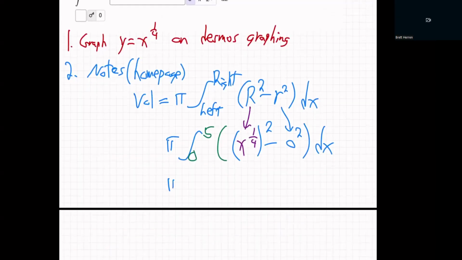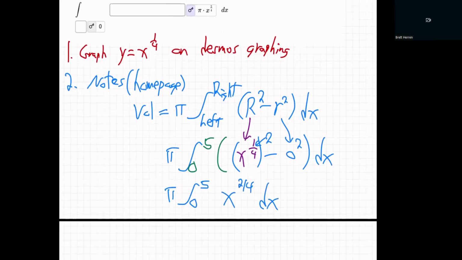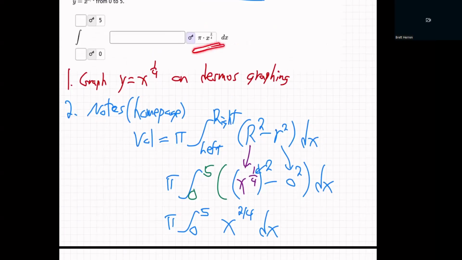We can simplify this one step. Pi integral 0 to 5. You multiply this times this, it'll be x to the 2/4 dx. You don't need the 0. And that's the answer. Remember, make sure you put the pi in there. Let's just stick the pi in there so you don't forget it. So there it is, pi x to the 2/4. You reduce that to be a half. That's the setup. You could easily integrate that now by hand. You could do it on Desmos. We're not going to go any further. They only want the setup on this one.